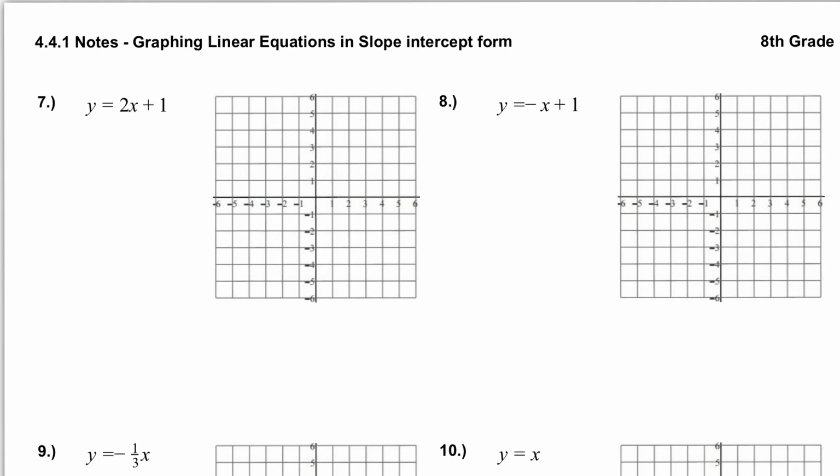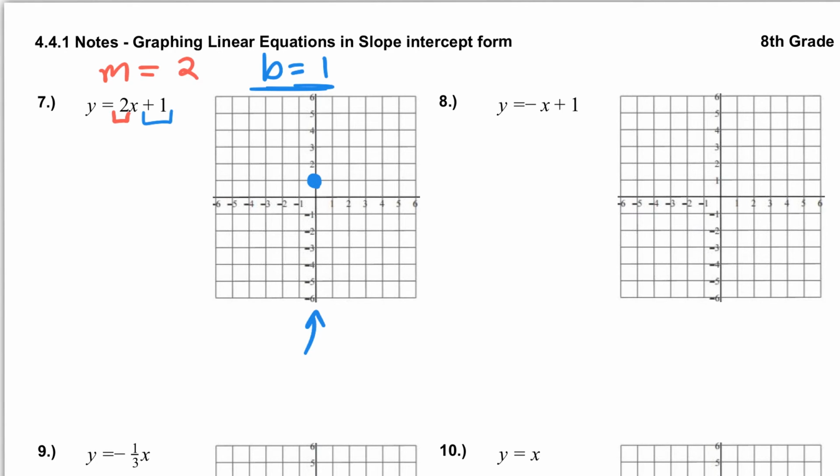All right, in number 7, we have the equation y equals 2x plus 1. So let's identify our slope. Our slope, m, is equal to 2. It's that number that's attached to x. And our y-intercept, b, is equal to positive 1 here. Okay. So we always start with our y-intercept, and our first point on our graph is always on the y-axis. That's this axis right here. So where is positive 1 on the y-axis? That is right there. Okay.